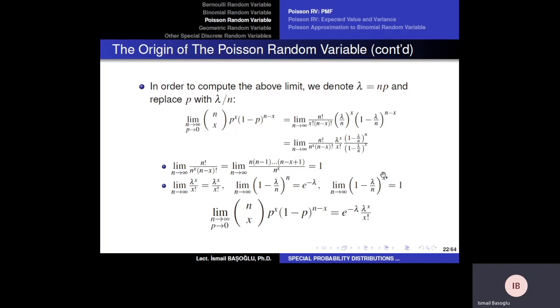As x is any value and n goes to infinity, lambda over n is going to converge to 0, and 1 to the power x is going to be converging to 1. Therefore, in this first, second, third, and fourth component here, the first component converges to 1. The fourth component here in the denominator converges to 1. All we have remaining here are these two terms. So as n goes to infinity and p goes to 0, the limit of the probability mass function of a binomial random variable becomes e to the power minus lambda, lambda to the power x over x factorial.